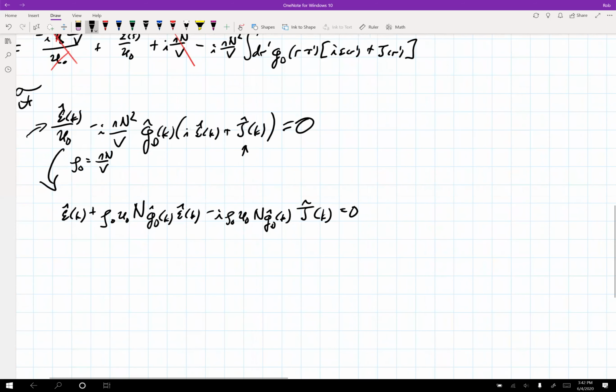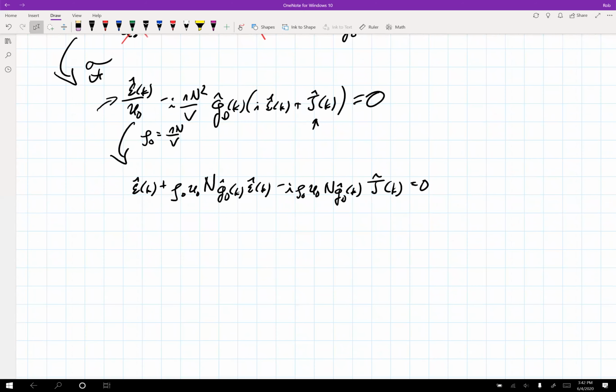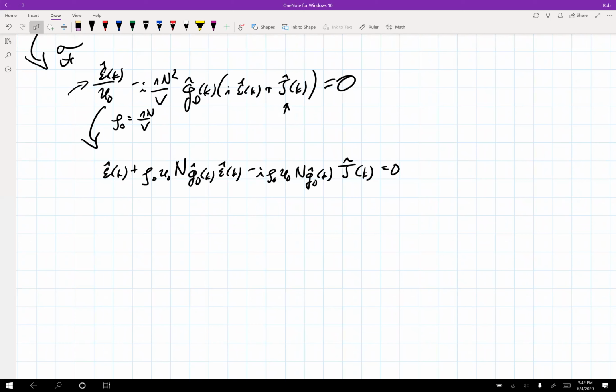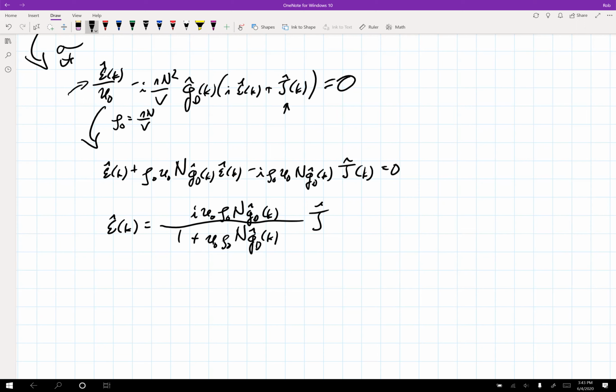All right, and now it's straightforward to just factor out the epsilon on the left-hand side, and we get a clean expression relating the two fields. And so we can express the equilibrium field in this manner. So it's i u naught rho naught n of k over 1 plus u naught rho naught n gd hat of k, and then all times j hat of k.